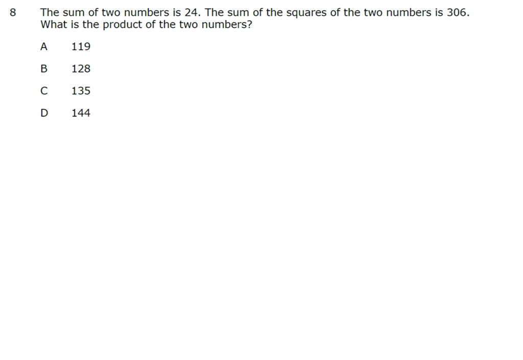Number 8. The sum of two numbers is 24. The sum of the squares of the two numbers is 306. What is the product of the two numbers? So once again, highlighting key information, we've got the sum of two numbers is 24. The sum of the squares of the two numbers is 306. What's the product of the two numbers?